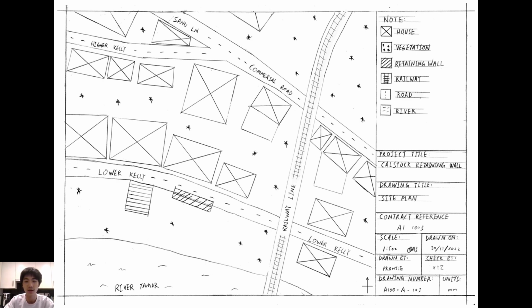By selecting a scale of 1 to 500, we can easily see every existing road, building and railway in the surrounding area. Additionally, the proposed retaining wall is clearly marked on the site plan to ensure that both locals and construction workers are aware of the location of the project. By having a better awareness of the local terrain through the site plan, the following planning of the construction process can be made more effectively.